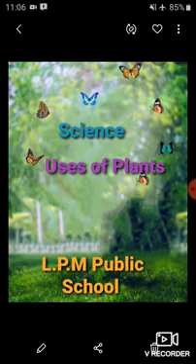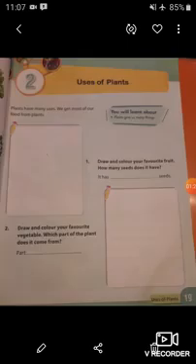Plants give us many things. Plants have many uses and we get most of our food from plants. So students, you can say that our lives totally depend on plants. Now let's come to the topic. So students, here two questions are given and in this chapter you will learn about plants give us many things.